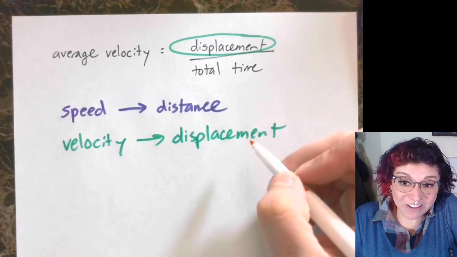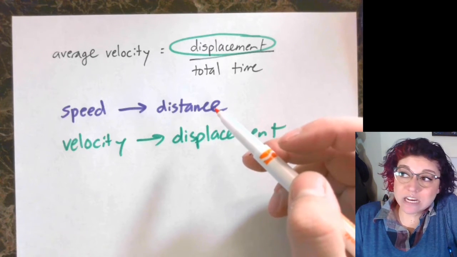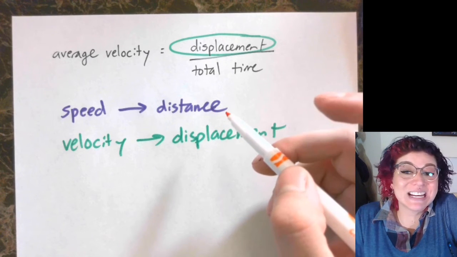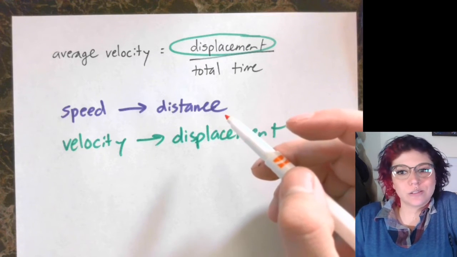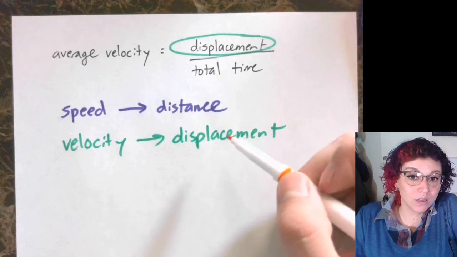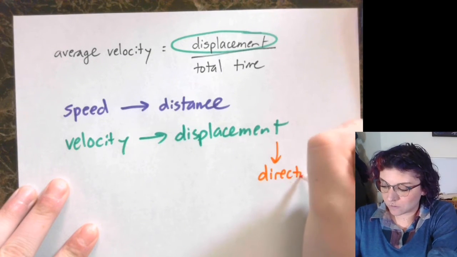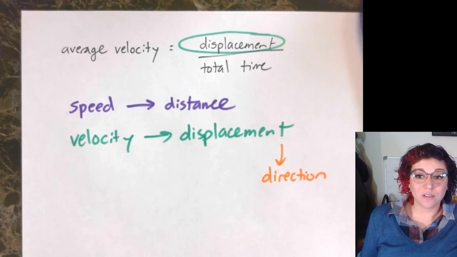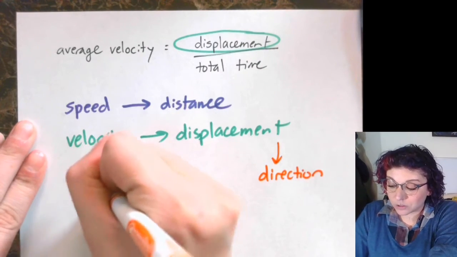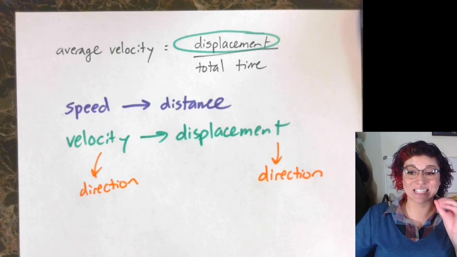involves directionality. Distance doesn't. If you hiked 100 miles, that's 100 miles distance. It doesn't tell us east, west, whatever direction, just total path traveled. Displacement, though, includes direction. Therefore, velocity also includes a direction. That is an important distinction.